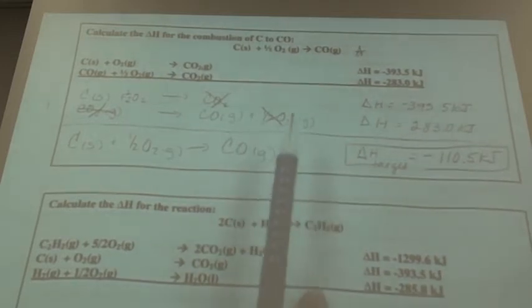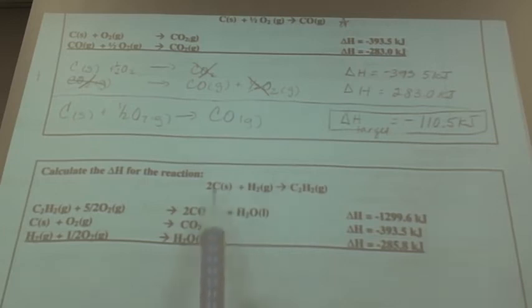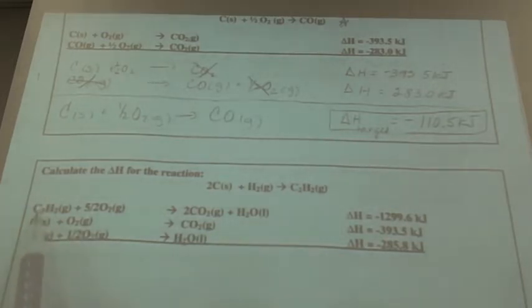Okay, here is our second one. Calculate the delta H for the reaction: 2 carbons plus H2 yields C2H2. Here are our elementary reactions. The first thing I'm going to do is determine whether I would like them to be as written or go in the reverse direction. For our first one, I see it has C2H2 as a reactant, and I clearly see C2H2 as a product. So I'm going to go ahead and flip this one right off the bat.